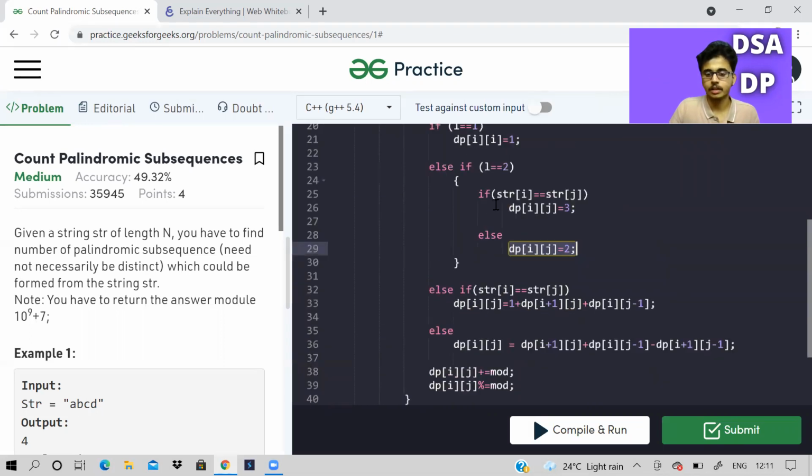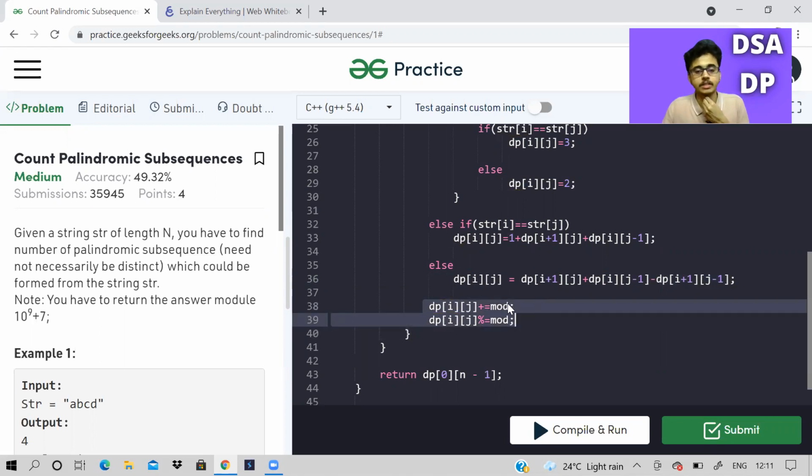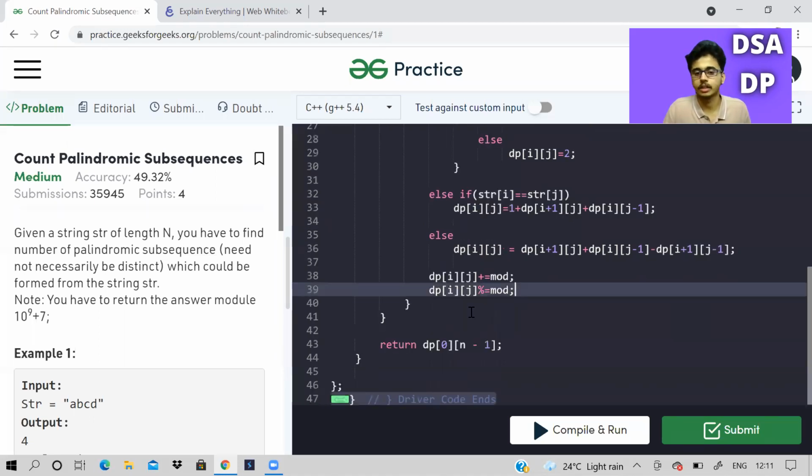If both these conditions are false, that means the length is greater than 2. We check if first and last characters are equal. Then we have to just do 1 plus prefix plus suffix. Otherwise, we have to do prefix plus suffix minus middle part. Why minus middle part? Again, because we will be adding it 2 times. Multiple times we'll be adding, which is not needed. And because we have to take mod, we will take mod like this, just so that we don't get a negative answer. So we add mod here and then take mod again, so that we don't get a negative answer. And then finally we return dp of 0, n minus 1.